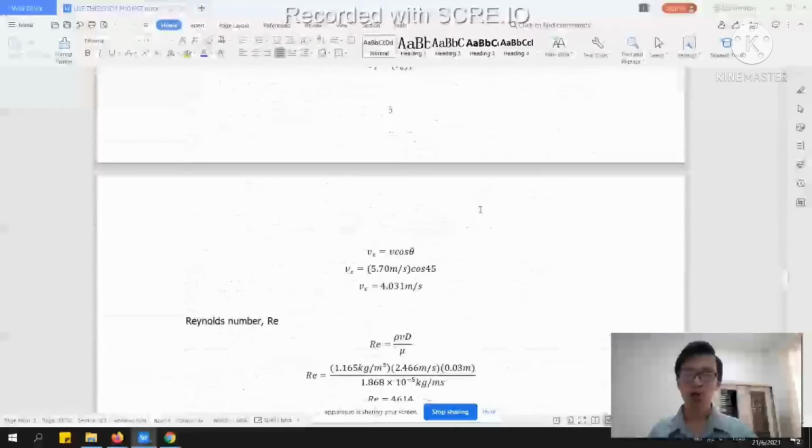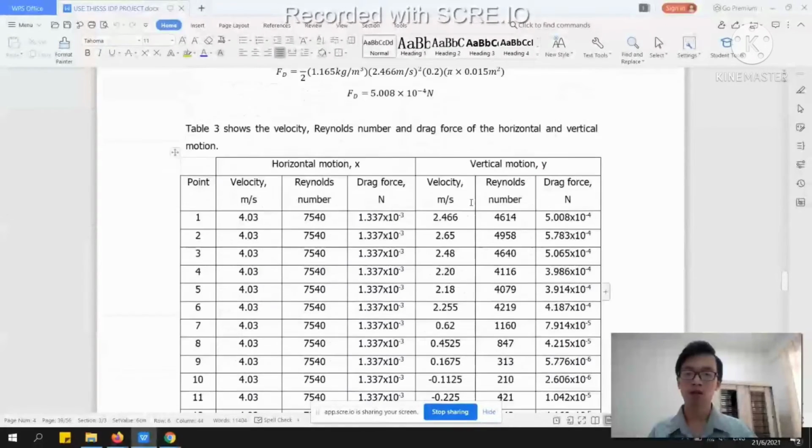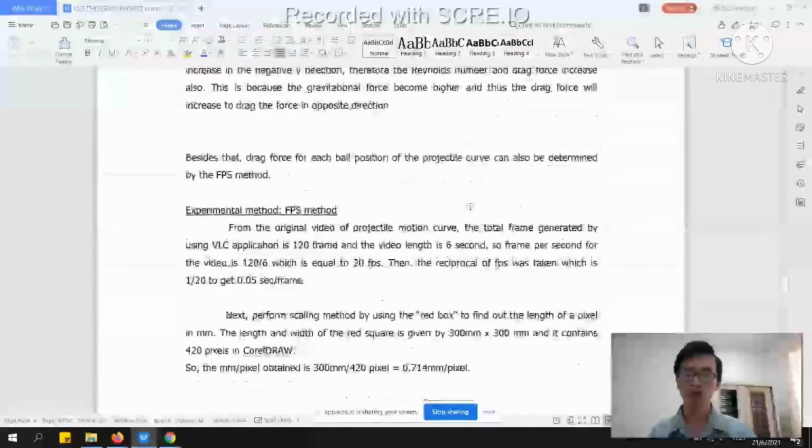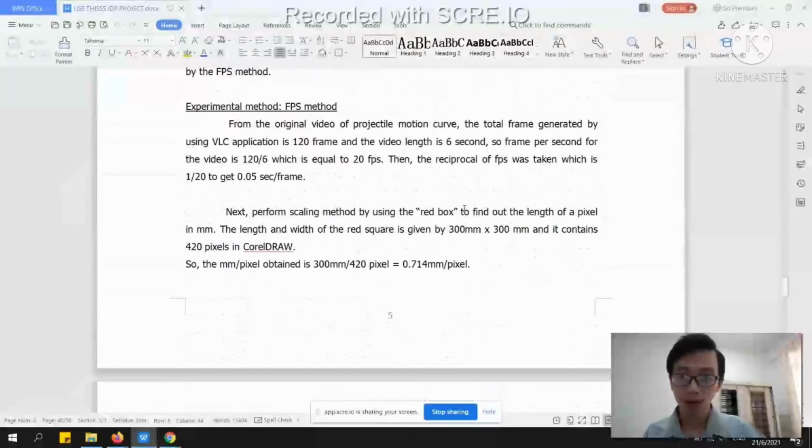I will be explaining the drag force part. As for the drag force, the FPS method. From the original video of the projectile motion curve, we can find the total number of frames by using VLC, and we obtain it to be 120. We divide it by the video length of 6 seconds, and we get 20 FPS for the whole video. We can also take the reciprocal of it, and we get 0.05 second per frame.